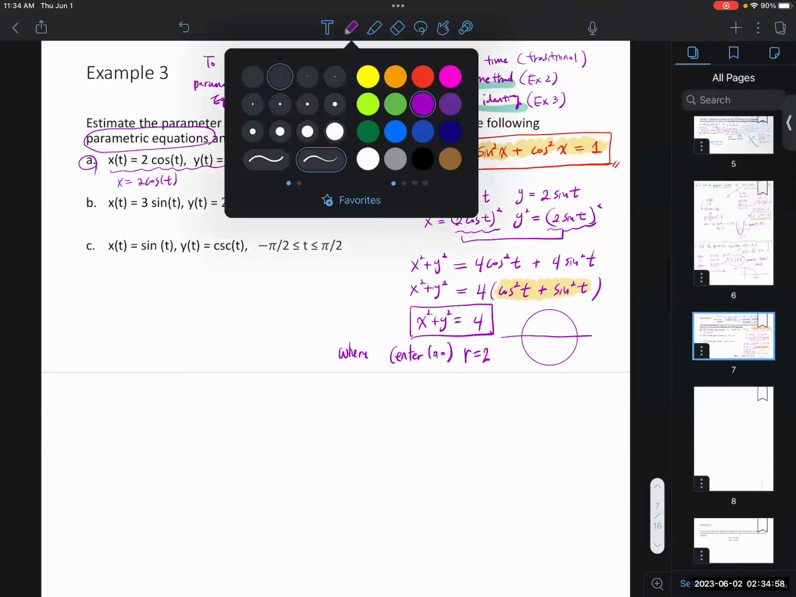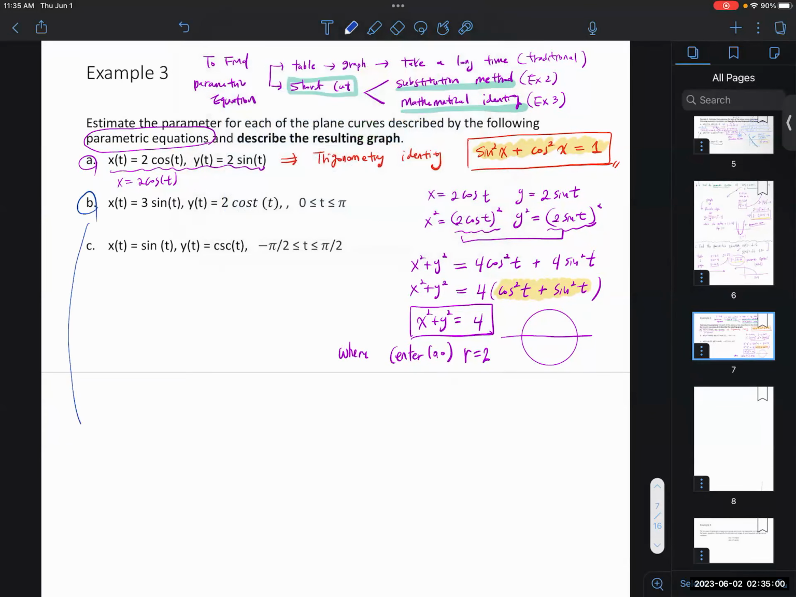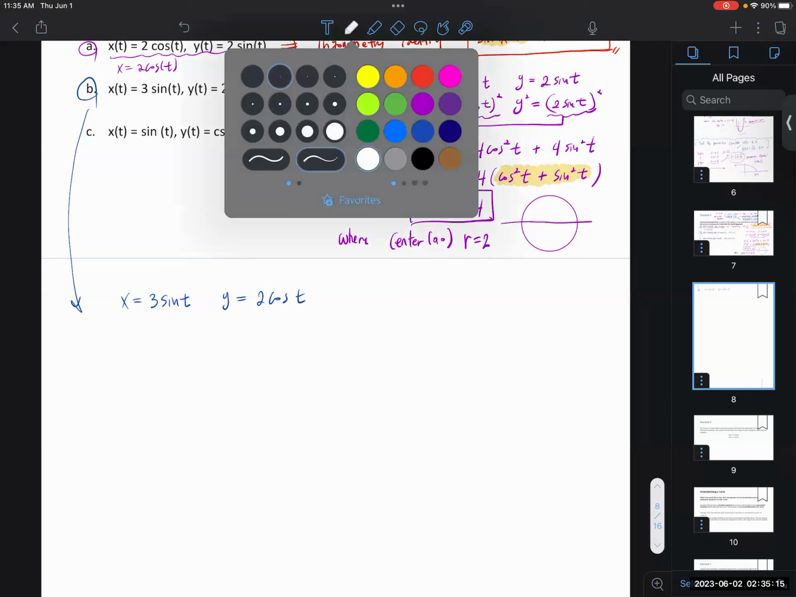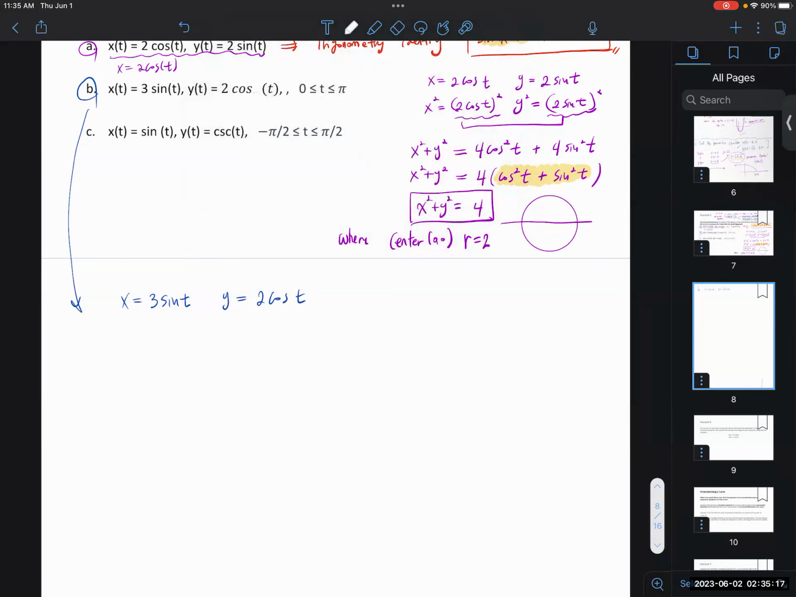Okay, letter B, I'm going to change the color. Letter B, same thing, right? You feel like it's a circle. So x equals 3 sine t, and y is simply 2 times cosine t. I had a little typo there, it's cosine t.